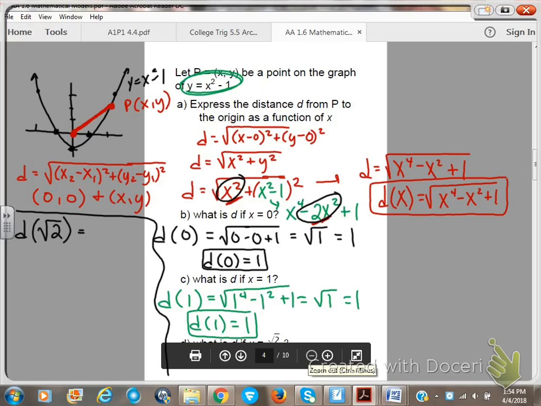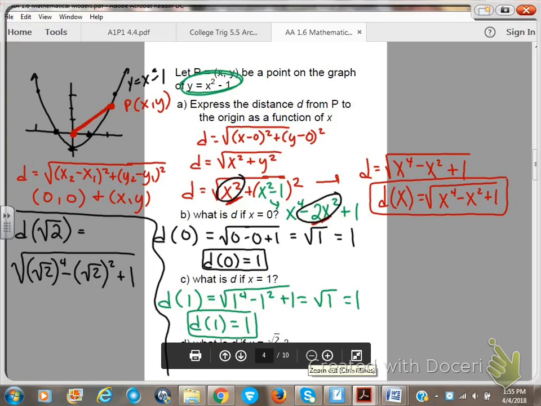So we want to find d of the square root of 2. Now, when you plug that in, underneath your square root you've got the square root of 2 to the 4th minus the square root of 2 squared plus 1. In the middle, what's the square root of 2 squared? Oh, stop that. Put those calculators away. It's 2. It's just 2.